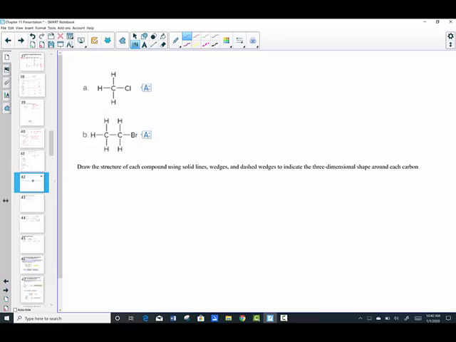Top of page 9, we're going to practice using dashes and wedges. So pause the video and see if you can remember how to draw, using dashes and wedges, compound A and B, and then start the video up again when you want to compare your work. All right, well, let's try them.